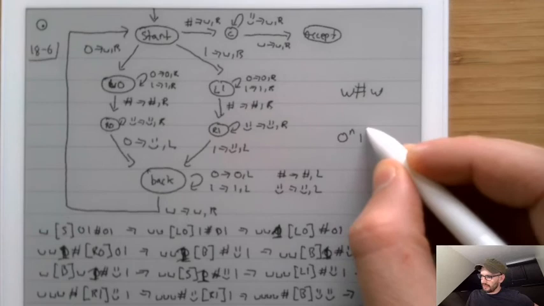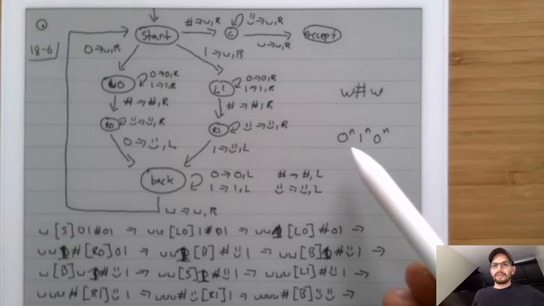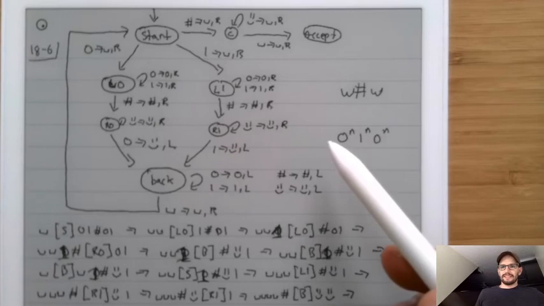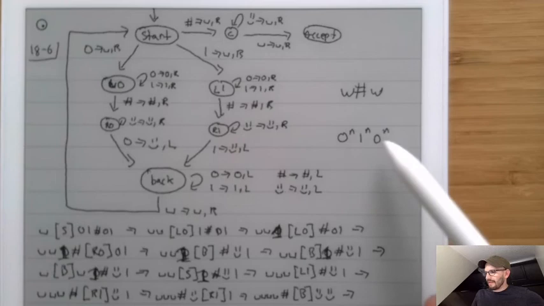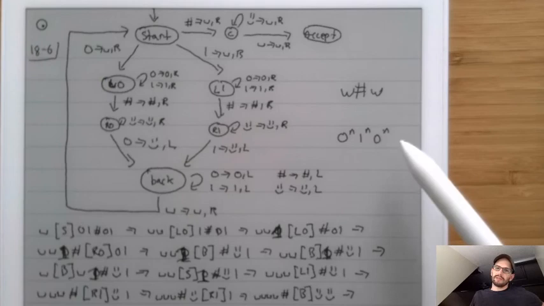What you would do is that when you saw a 0, you would skip forward and replace the first 1 with a happy face. Then you would skip forward and replace the first 0 with a happy face. Then you would go all the way back and read the next 0 and do it again. And when you were trying to go left after seeing all these, and you got to a blank, that means that there were no more zeros. So then you would go forward and make sure that they were all happy faces until you got to another blank. That means that you checked off all the ones and all the zeros.